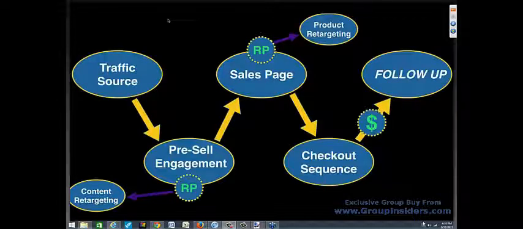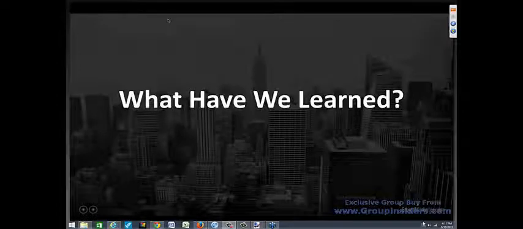If they make it over to the sales page, you retarget them with more product and direct response advertising, and then you send them through a checkout sequence and follow up with them. I'll show you a little bit of results from the follow-up here today. So 2 things: traffic source and a sales funnel.